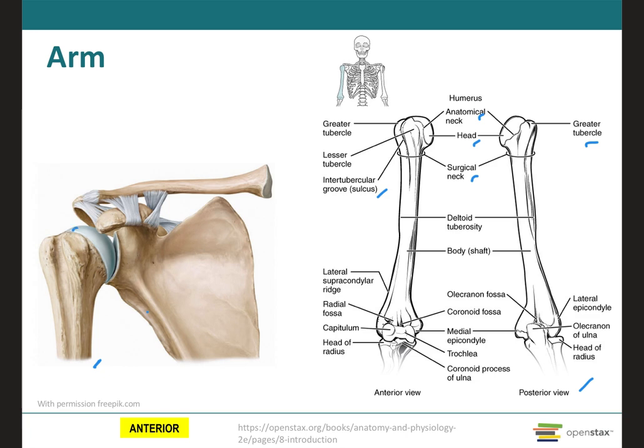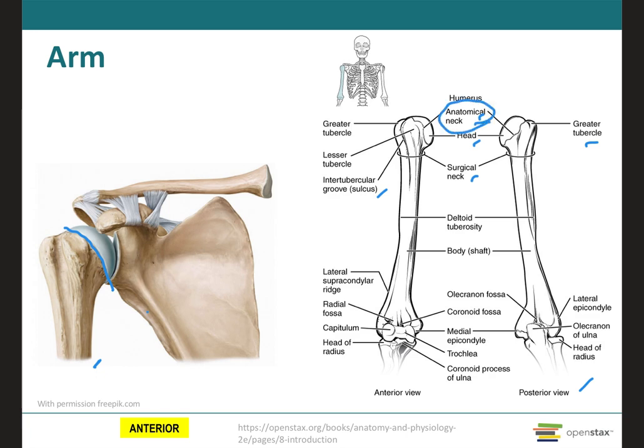The first thing that I want to talk about is going to be the head, which is this part over here that will articulate, like I said, with the glenoid fossa or glenoid cavity of the scapula. Right after the head, we have what we call the neck. Usually when you have a head, you have a neck. This over here is what we call the anatomical neck.